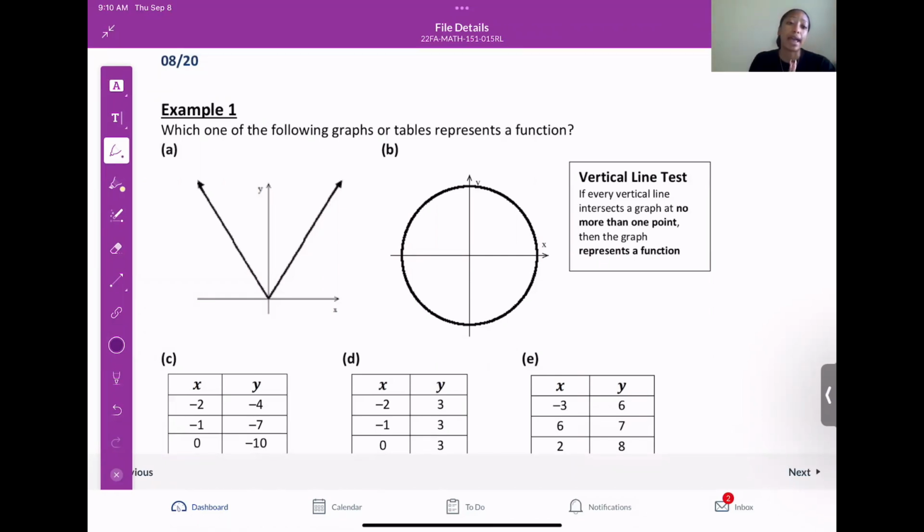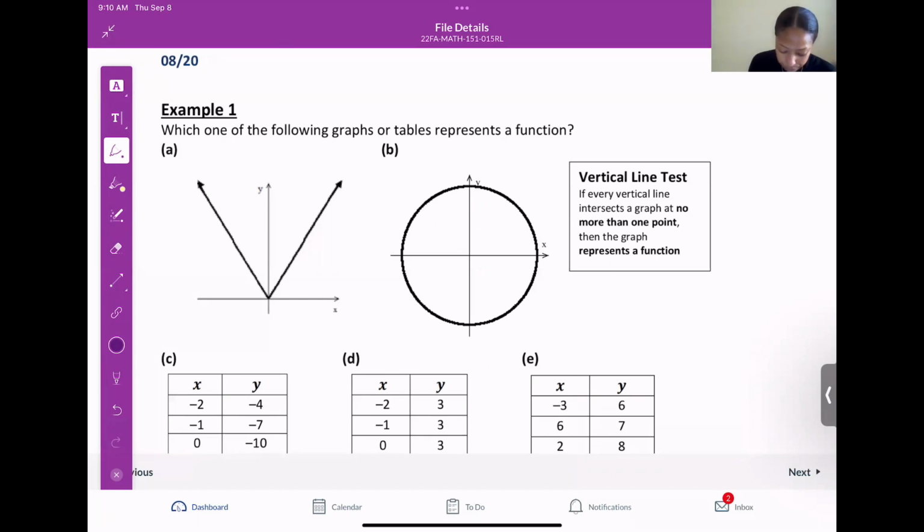If you are given a graph, you determine if a graph represents a function by using something called the vertical line test. Basically, draw a vertical line through the graph, or draw as many vertical lines through the graphs as you want. Every single vertical line drawn through your graph should only touch the graph in one place if it's a function. If it touches the graph in more than one place, it's not a function.